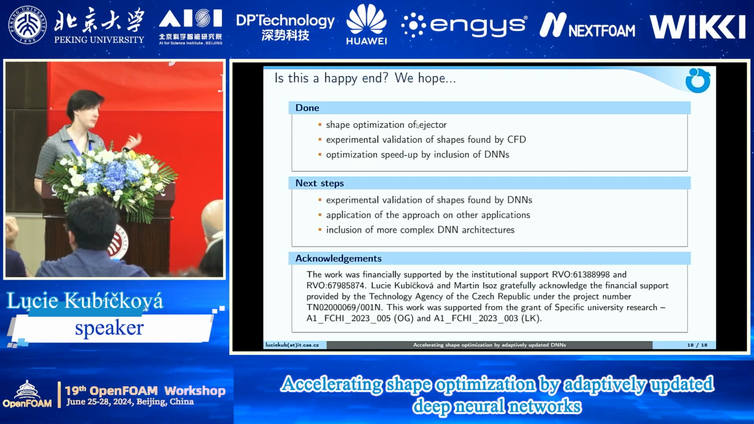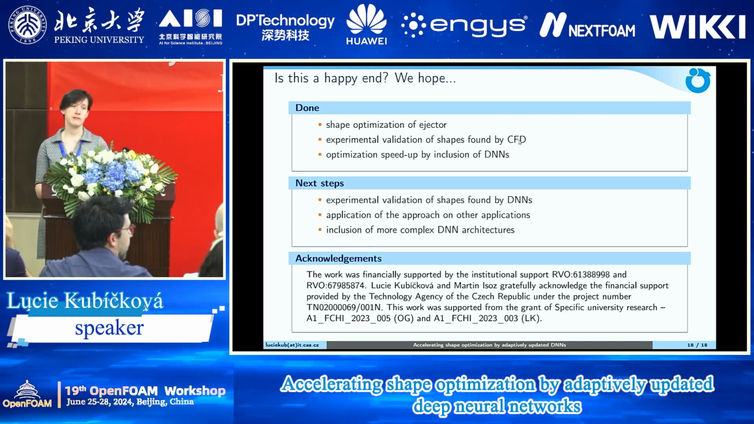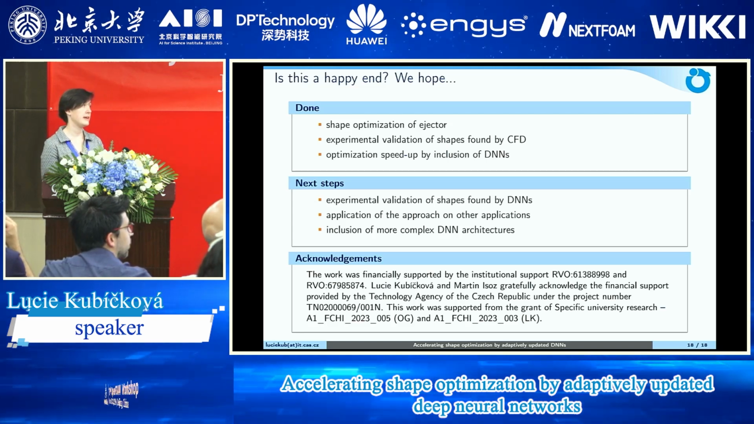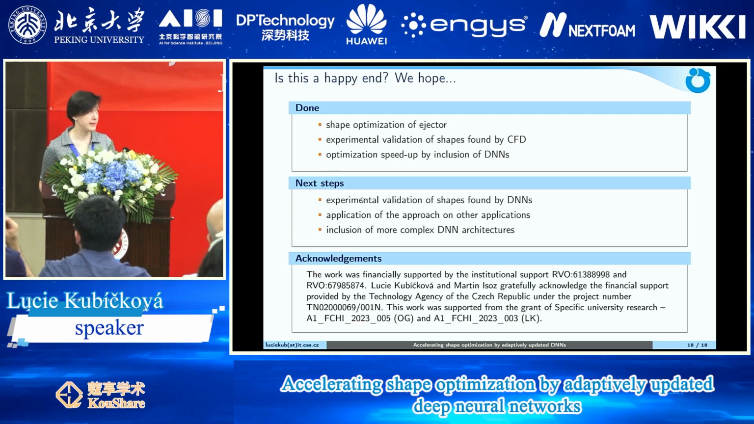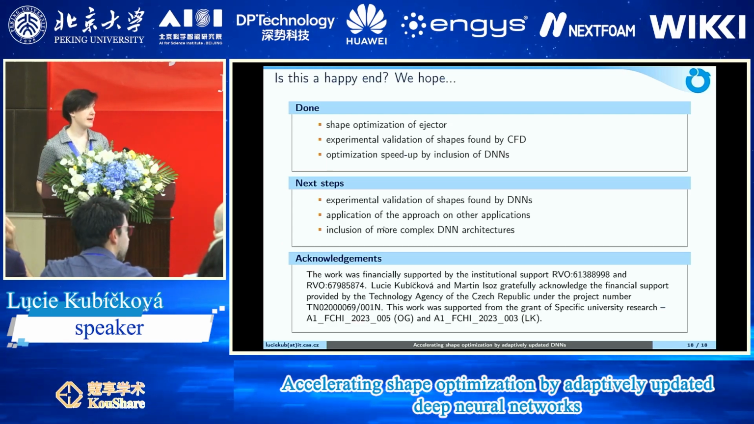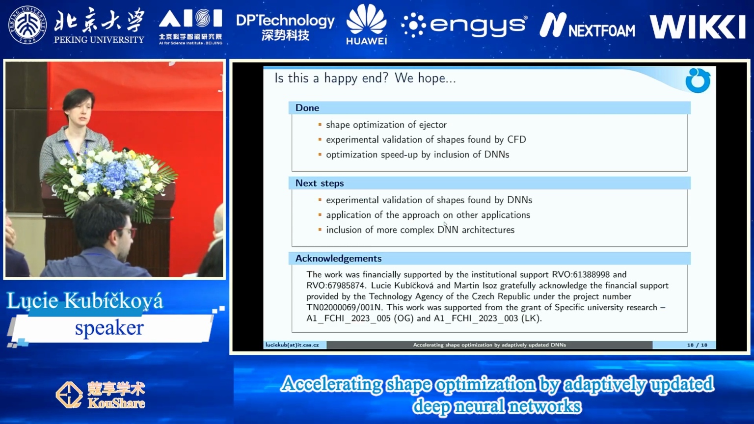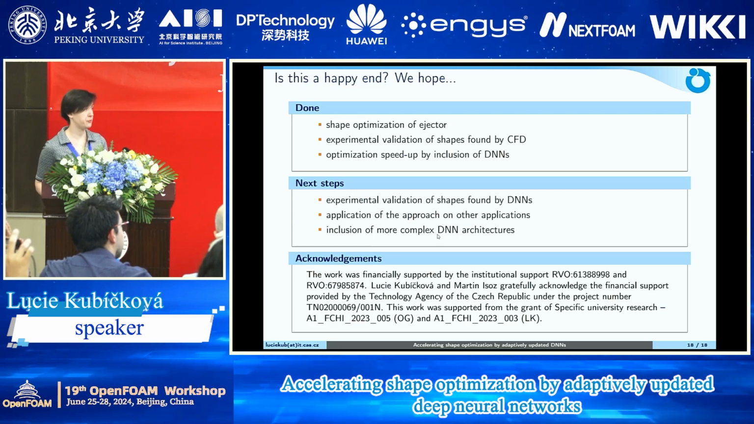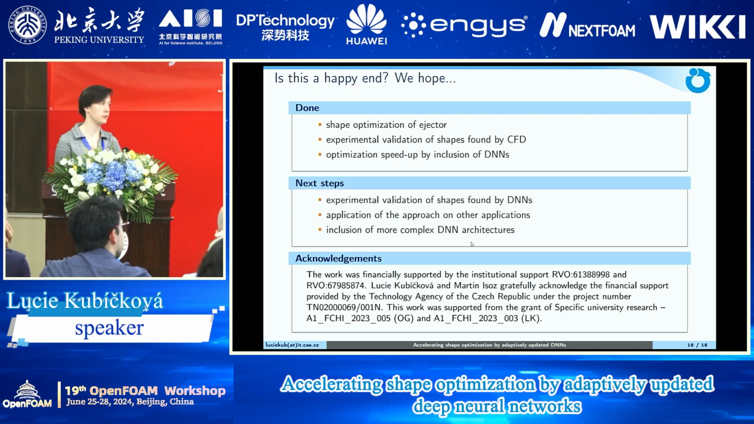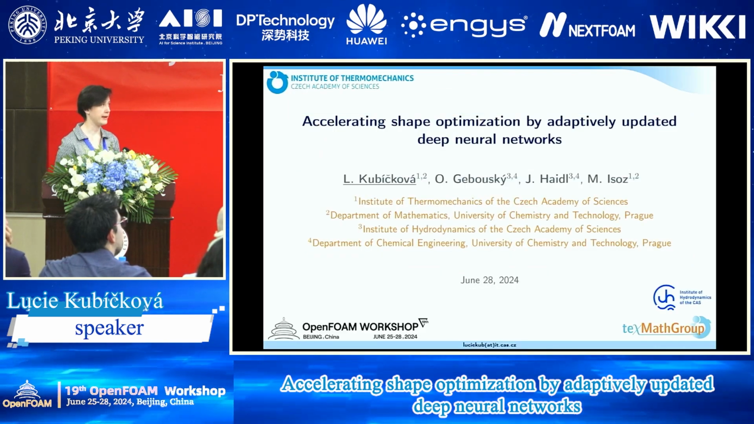Because, well, we can do shape optimization. We validated the shapes found by CFD by experiment, and we included the neural networks to speed up the end part of the optimization. And well, in the next steps, we would like to experimentally validate also the shapes that were found by the neural networks. And then we would like to use this approach for something, let's say, more interesting than an ejector, and maybe in the future include some more complex architectures of neural networks like convolutional layers and so on. So from me, it's all, and I thank you for your attention.